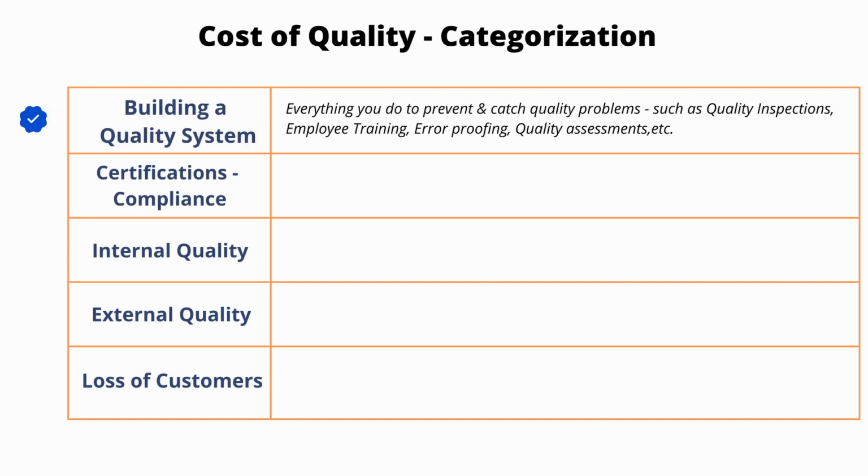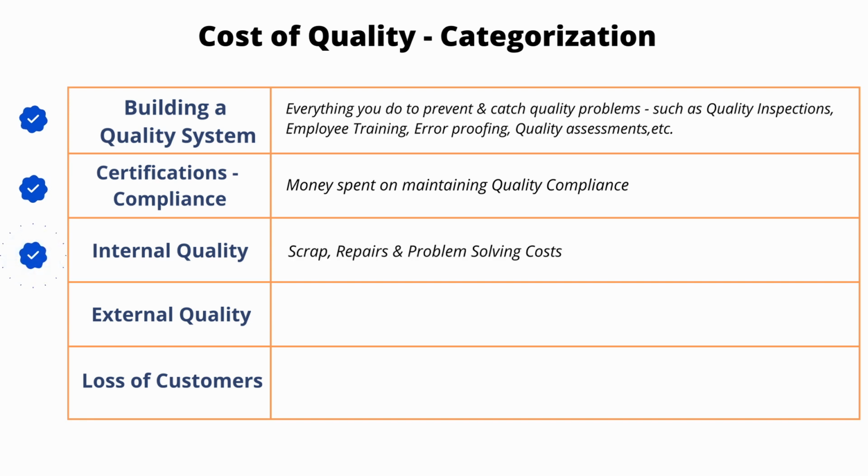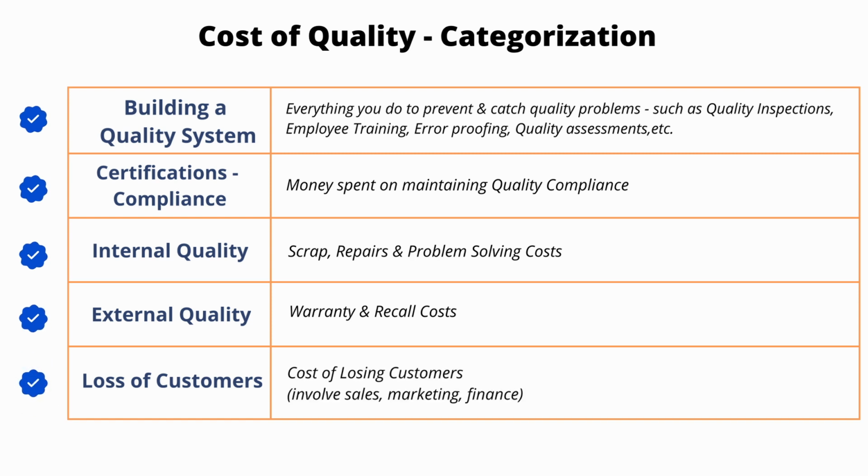Building a quality system is the cost spent on preventing and catching quality problems. Certifications, compliance, is the cost spent on maintaining quality compliance. Internal quality is the cost which includes scrap, process failure, and rework. External quality is the cost of warranty and recall. Loss of customers is the cost of losing customers.